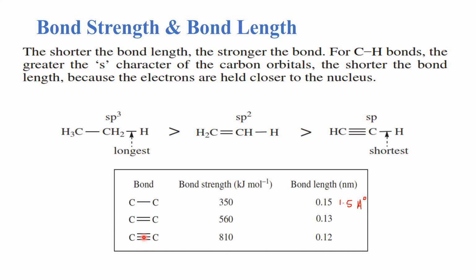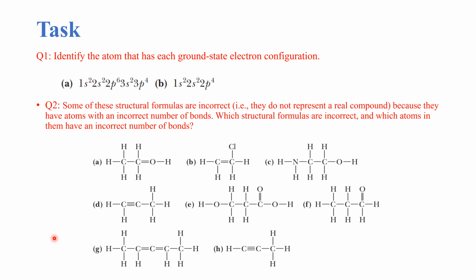It means that because the pi bond is providing a sandwiched shield around the sigma bond, making it shorter, they are double or triple shielded bonding. So that's why this is a stronger one. And now we will go to the next slide.